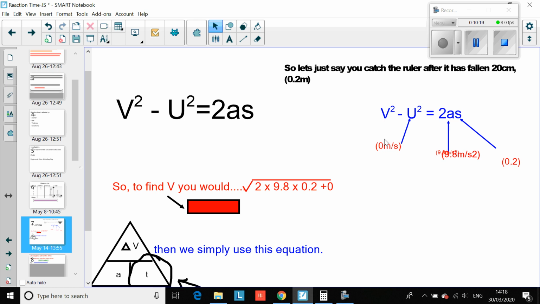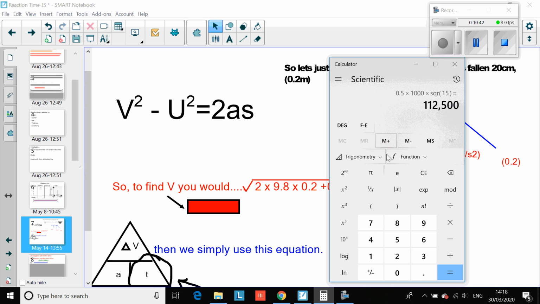So if we rearrange the equation, what we would do is this. 2 times 9.8, a, times 0.2, which is s, add 0, which is our initial velocity squared. That will give us the velocity squared, okay? The velocity squared. So let's start working through that. So just bring up this calculator. Oh, just clear my last sum.